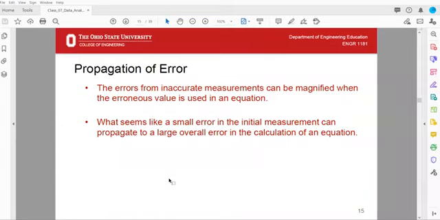Okay, the next term is propagation of error, and I'll merely define this as: you start with a small error in the measurement, but it has a big impact on an equation. Usually the equation you have may be highly sensitive to certain measurements, and we'll look into one example. So you start with a small error, but it will be magnified and has a significant impact on the final results that you get.